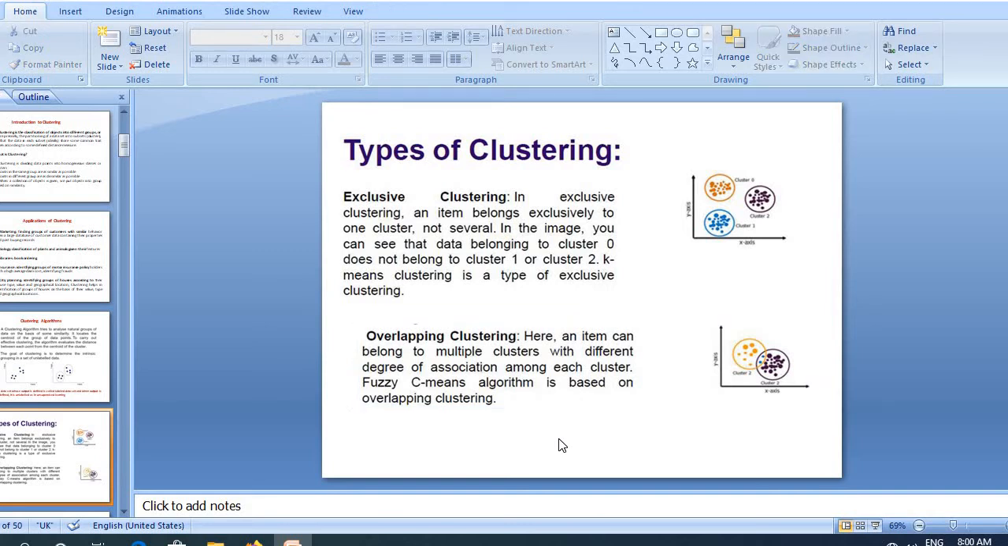It's something like fuzzy. What happens in fuzzy sets? Each of the members can be a member of different fuzzy sets. Similarly, here each data point can be a member of either cluster 2 or cluster 3, something like that. So there is an important algorithm called fuzzy C-means clustering. It is based on this overlapping clustering.